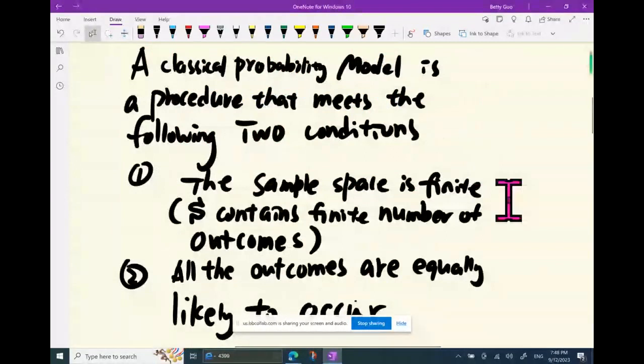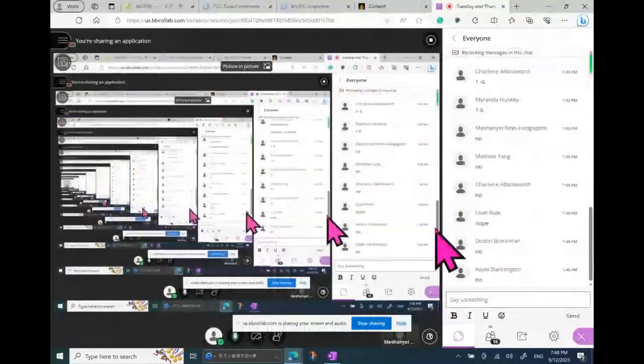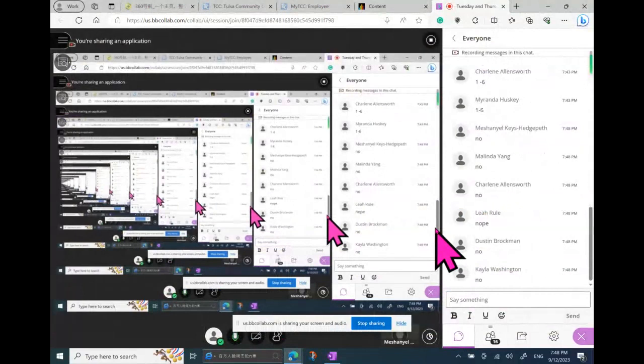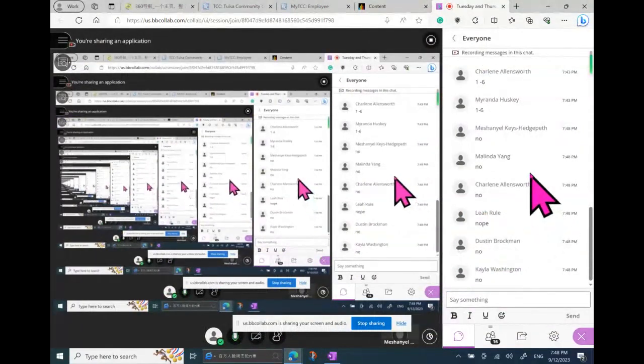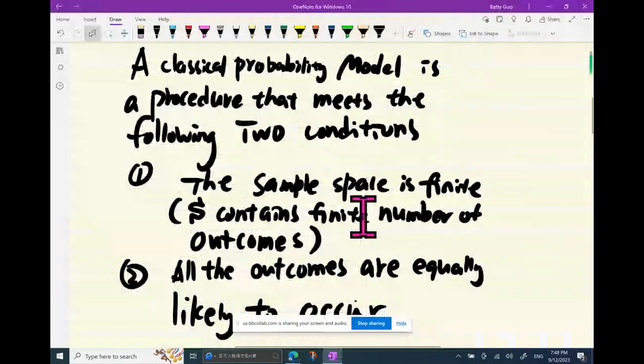Any question about the definition of a classical model? I think I made it very clear. You just need to find a sample space, and look at all the outcomes to see if we have a finite number of outcomes, and also whether they are equally likely to occur. If both of the two conditions are met, then we are looking at a classical model.